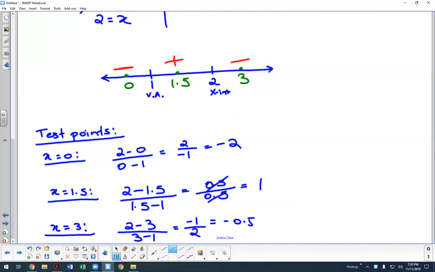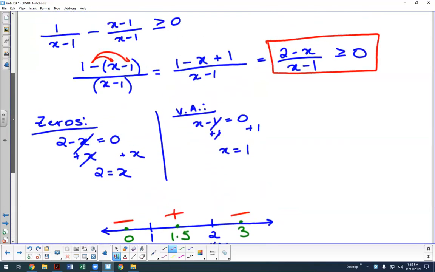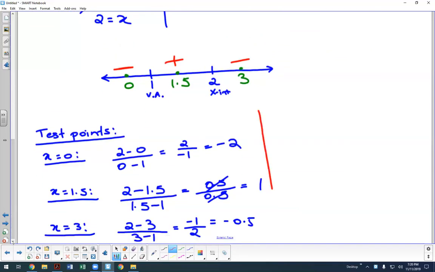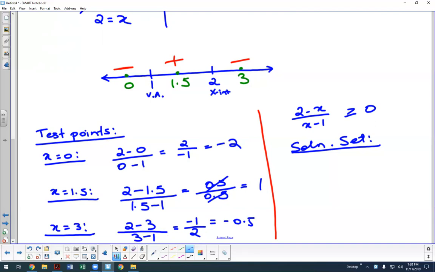Okay. Our inequality is 2 minus x over x minus 1 greater than or equal to 0. So greater than or equal to 0, what will be its solution set? So where is it greater than 0? In between 1 and 2. In between 1 and 2. Where is it equal to 0?